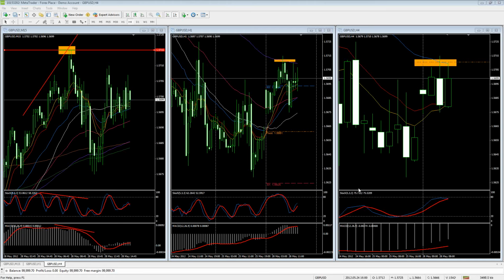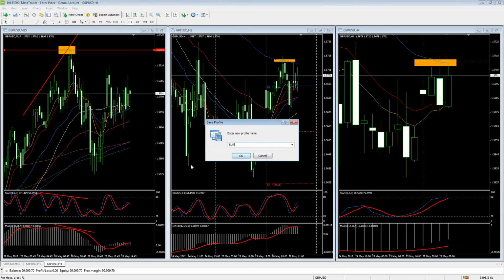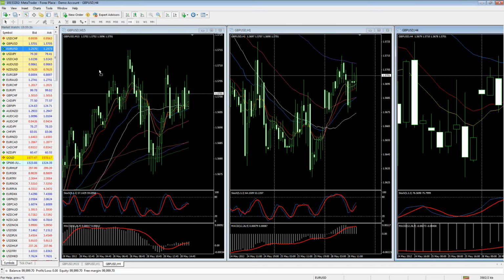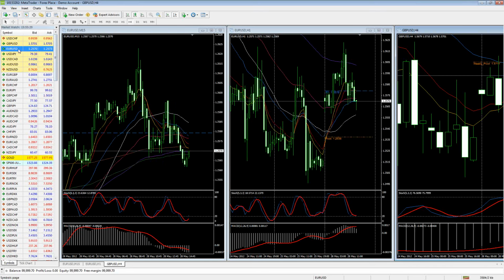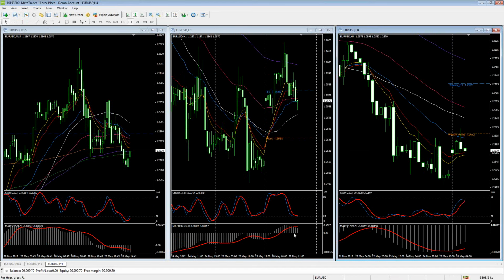Okay, now this is just a pound dollar. Let's say I want to create a profile for the euro dollar. What I'll do, I'll save a profile as Euro USD. Okay, and then if I want, let's first remove all the marks I did, and I'll just drag the euro dollar to these charts, open charts. Okay, and you see here I have now a profile of the euro dollar.